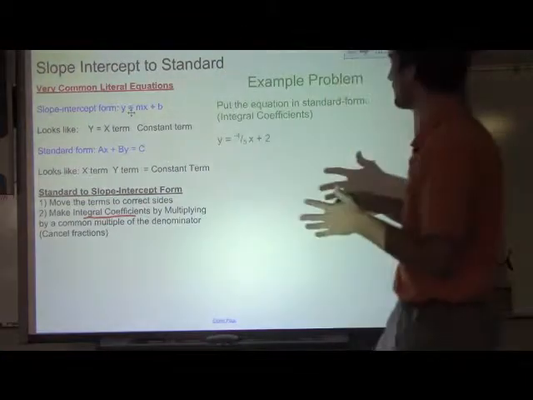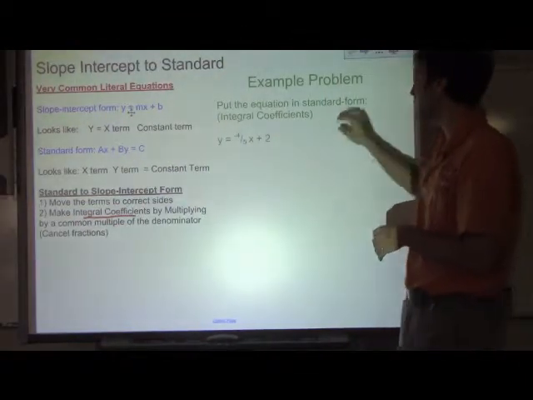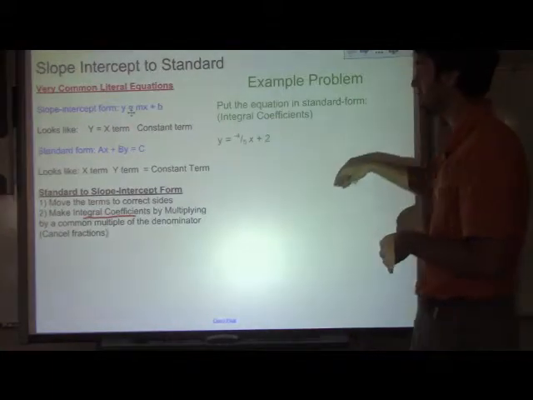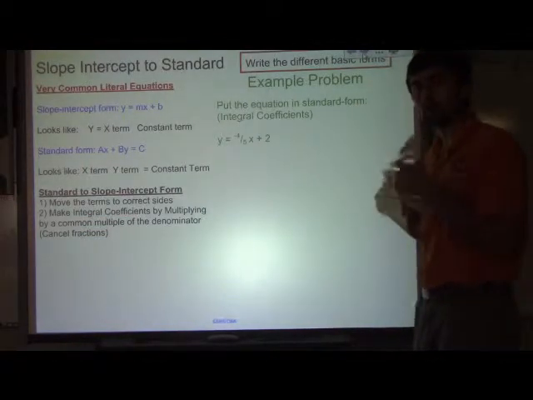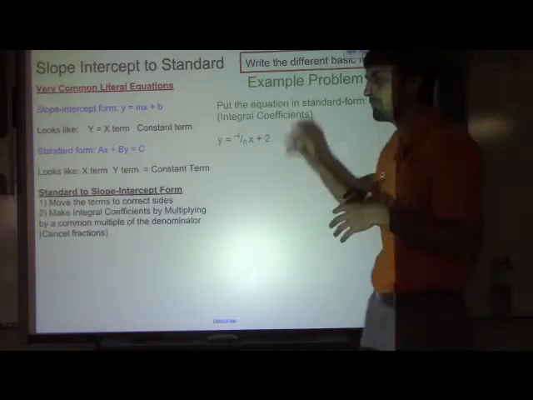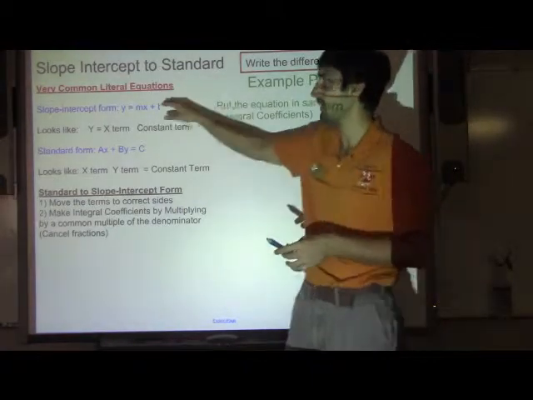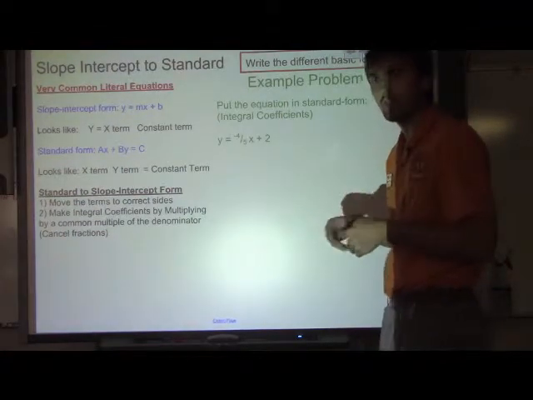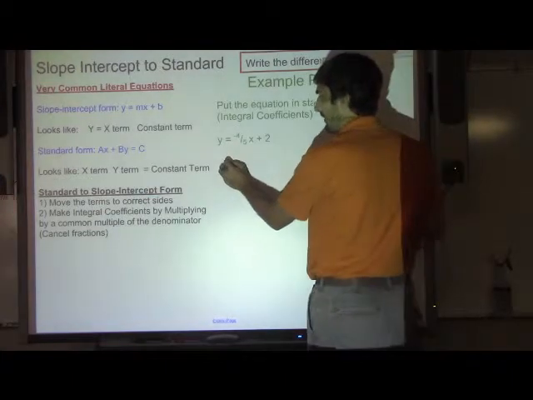All right, so the first thing you'd want to do is obviously look at the problem. So this is saying put the equation in standard form, integral coefficients. And they say y equals negative 4/5 x plus 2. All right, so what I want you to do is write the different forms before you begin. Even though I don't really care that you know what the symbols mean, I still want you to know which form is which. Because the quicker we start practicing it, the more likely you'll remember it by the end of the year.